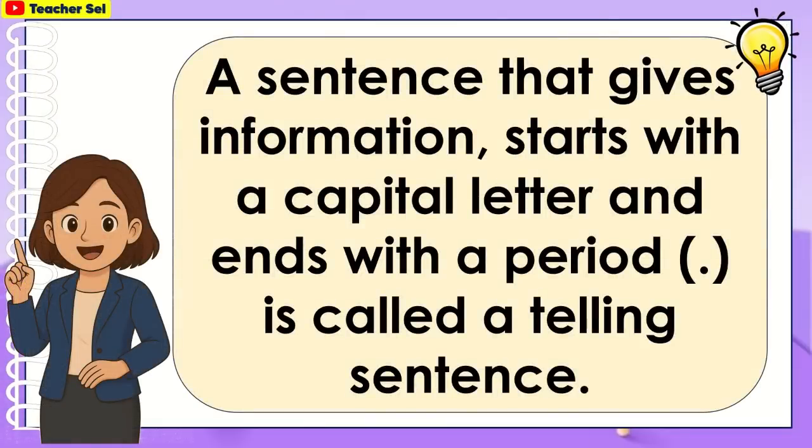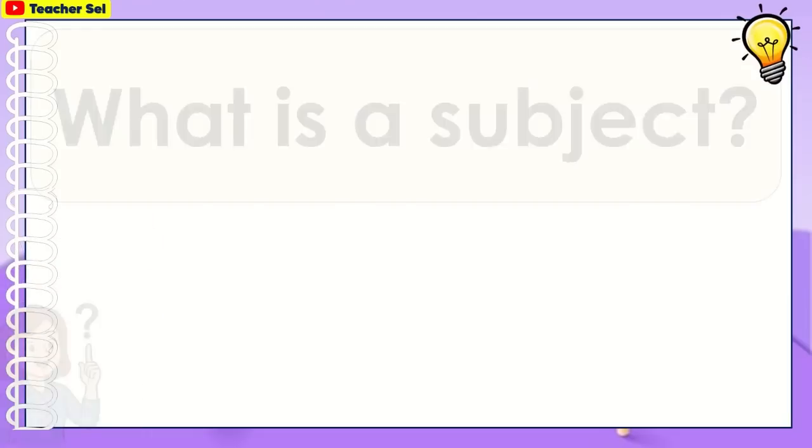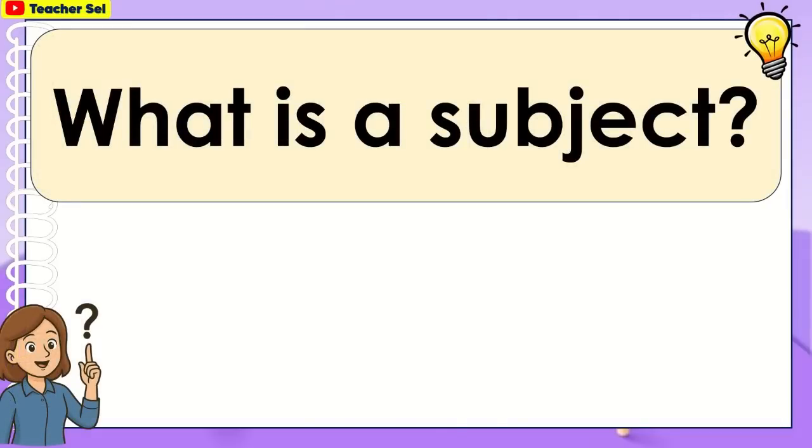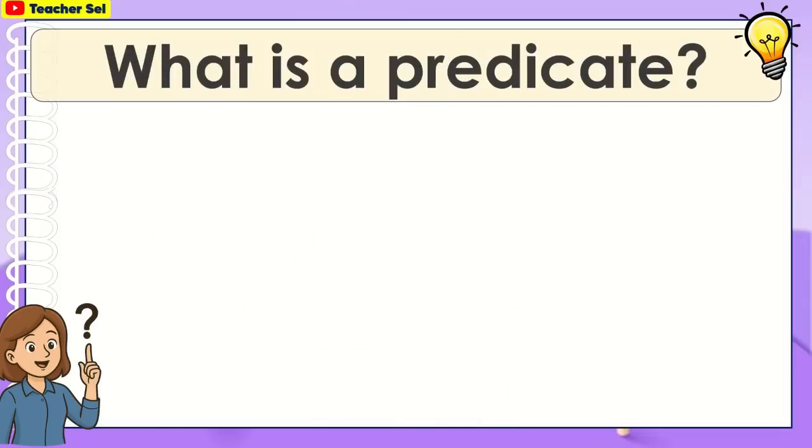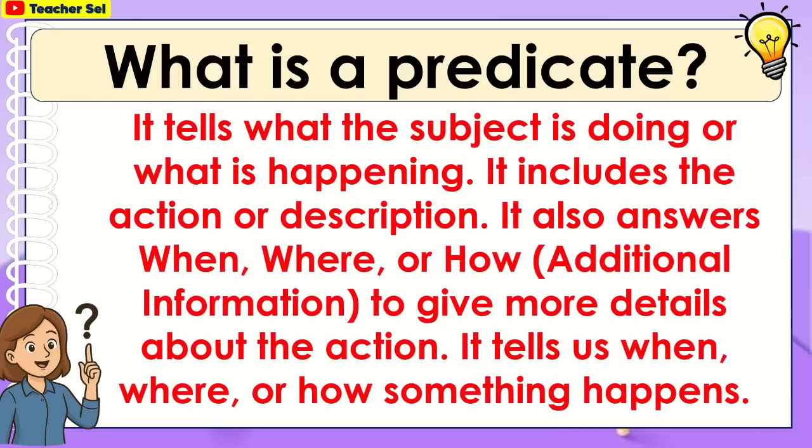A sentence that gives information, starts with a capital letter, and ends with a period is called a telling sentence. What is a subject? It tells who or what the sentence is about. What is a predicate? It tells what the subject is doing or what is happening. It includes the action or description. It also answers when, where, or how. Additional information gives more details about the action. It tells us when, where, or how something happens.